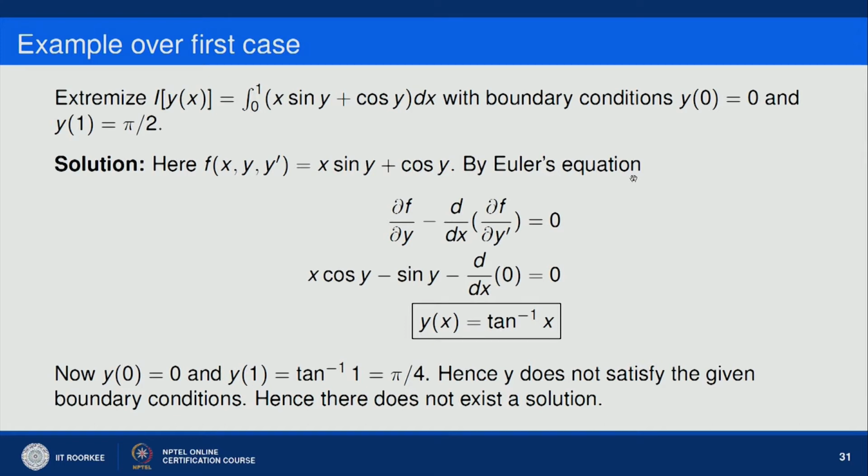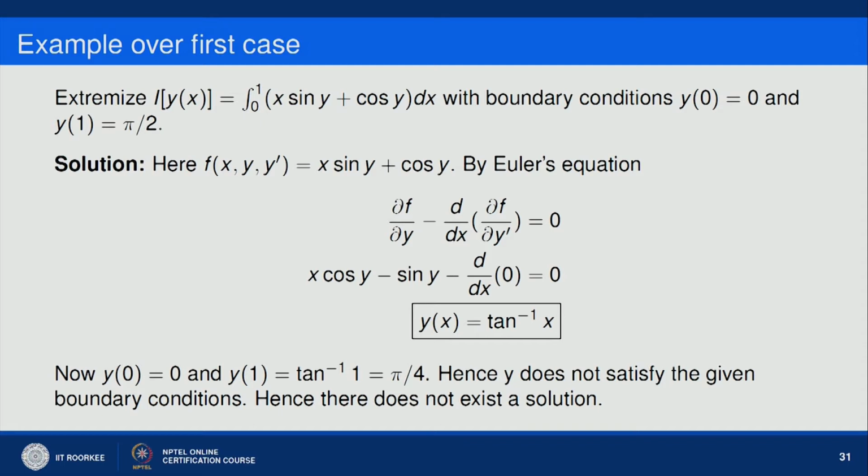So by Euler's equation, if you simplify, this term simply vanishes. So we will have del f by del y equal to 0. Calculating del f by del y, it is nothing but x cos of y minus sin of y equal to 0. If you simplify, it comes out that y of x is equal to tan inverse x. So we are able to find the solution of Euler's equation.